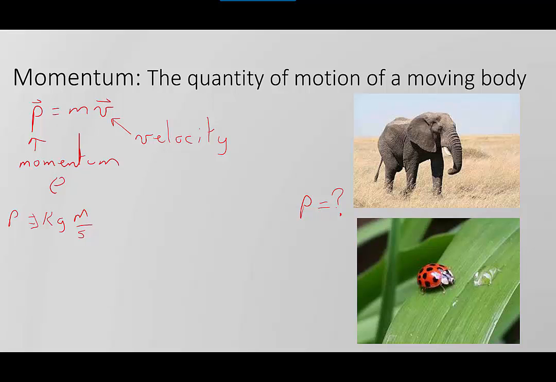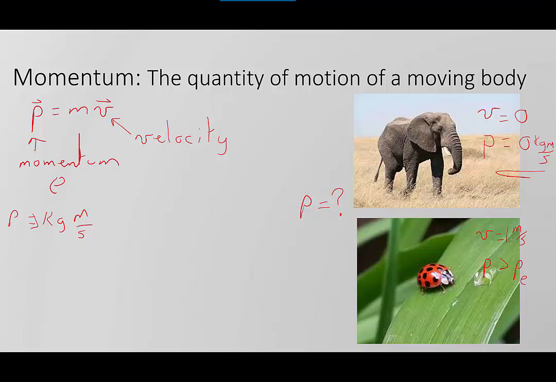Sort of a trick question, really, if you think about it, because momentum is mass times velocity. So if the elephant's speed is 0, then its momentum is 0. So if the ladybug's speed is even 1 meter per second, then its momentum is going to be greater than the momentum of the elephant, because the elephant's not moving anywhere.